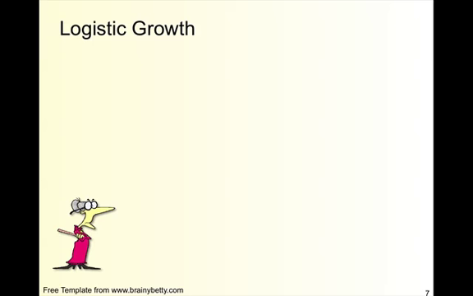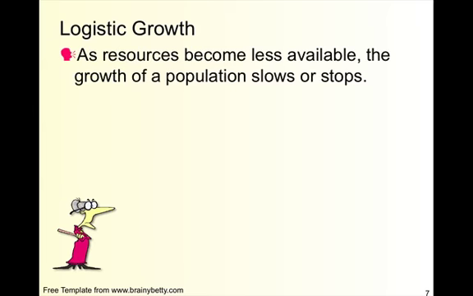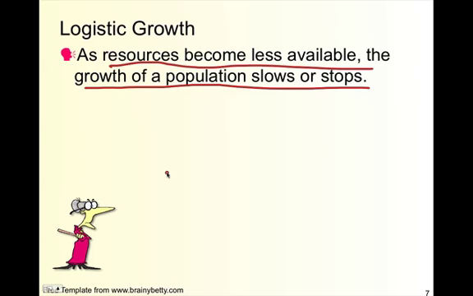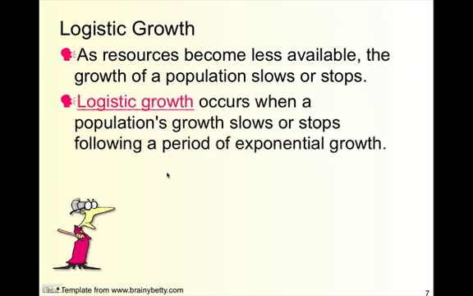The other type of growth pattern is called logistic growth. And in logistic growth, as the resources become less available, growth of the population slows or stops. So once again, in logistic growth, resources become less available and the growth of a population slows or stops. So the definition of logistic growth is that it occurs when a population's growth slows or stops following, and that's a key right here, following a period of exponential growth.